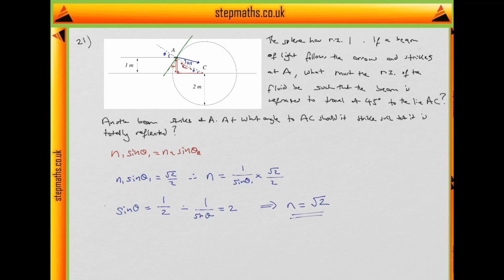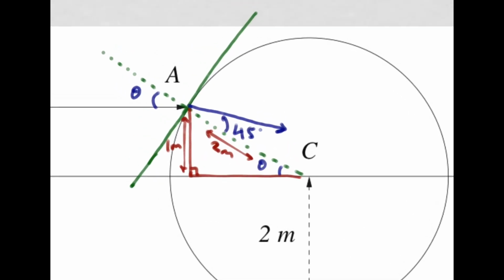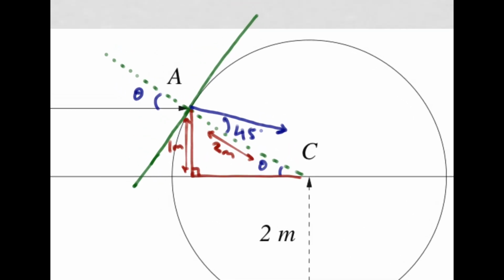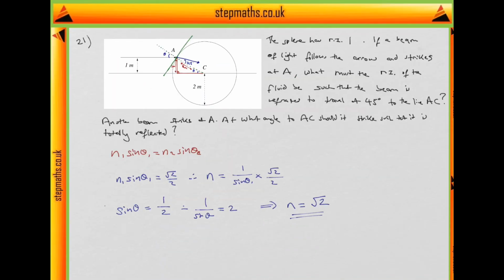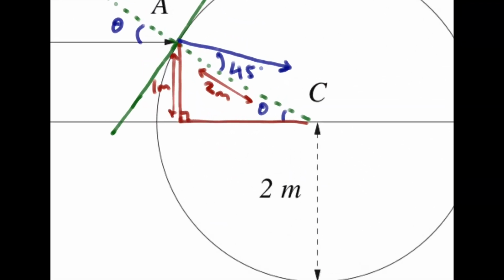Okay, the next part of the question says another beam strikes at A. At what angle to AC must it strike such that it's totally reflected? So what does it mean to be totally reflected? Well, that means that none of the ray is going to be refracted into the sphere. So that means the ray is going to strike the surface and be reflected off. So what's the minimum angle such that it strikes and this happens?